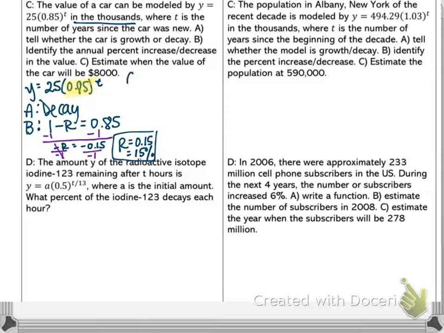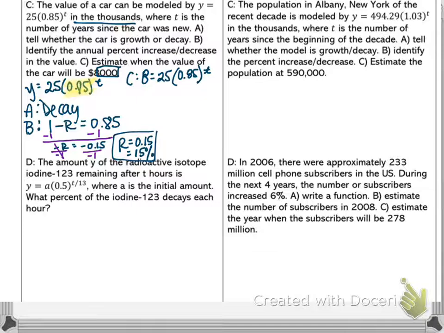All right, so then part C comes. Part C says estimate when the value of the car will be 8,000. Okay, so remember they got lazy with the thousands, so I'm just going to say 8 is equal to 25 times 0.85 raised to the t power.